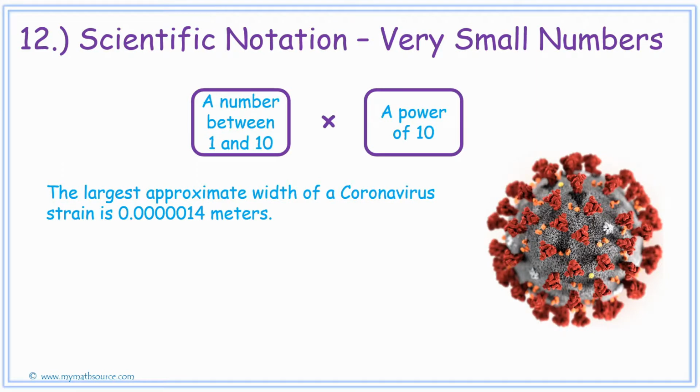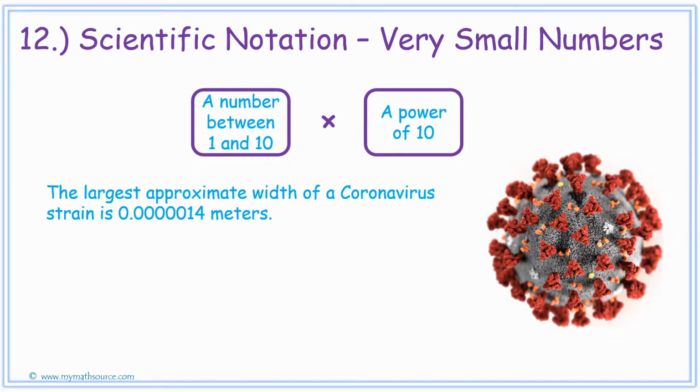In this video, you will continue working on your lecture work packet on number 12. We will continue looking at how to find the scientific notation for small numbers. The same rule still applies. You will find a number between 1 and 10 and multiply it by a power of 10. Alright, let's look at an example.